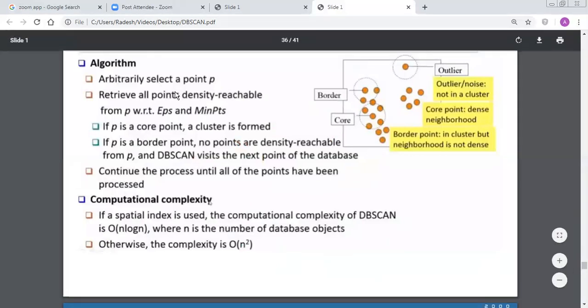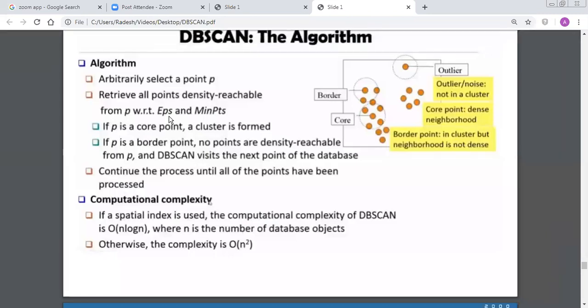Arbitrarily select a point, which we have done already. Retrieve all points which are density reachable from P with respect to EPS and minimum points. So remember that in order to apply the DBSCAN technique, we need to know two important parameters: epsilon (EPS) and the minimum points criteria. If P is a core point, a cluster is formed. If P is a border point, no points are density reachable from P, and DBSCAN visits the next point of the database. So if P is a border point, we cannot draw any cluster around it.